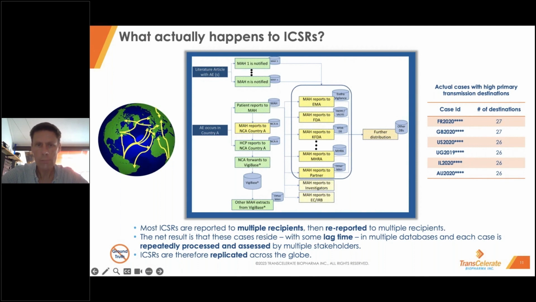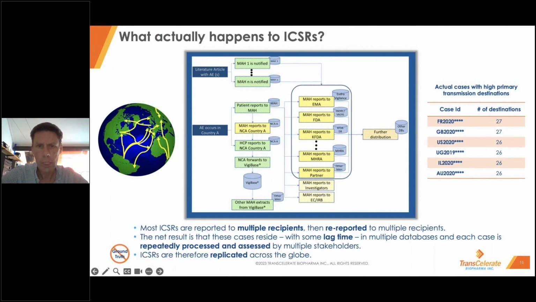It usually comes to the marketing authorization holder. Depending on the marketing status of the product, they have various obligations to health authorities, to regulators. They may be required to report that to the EMA. They may be required to report it to the FDA or the Korean Health Authority or the MHRA. For co-marketed products, very often the partner company will have to be notified with the same information. So that is symbolized in that box with the oval around it.